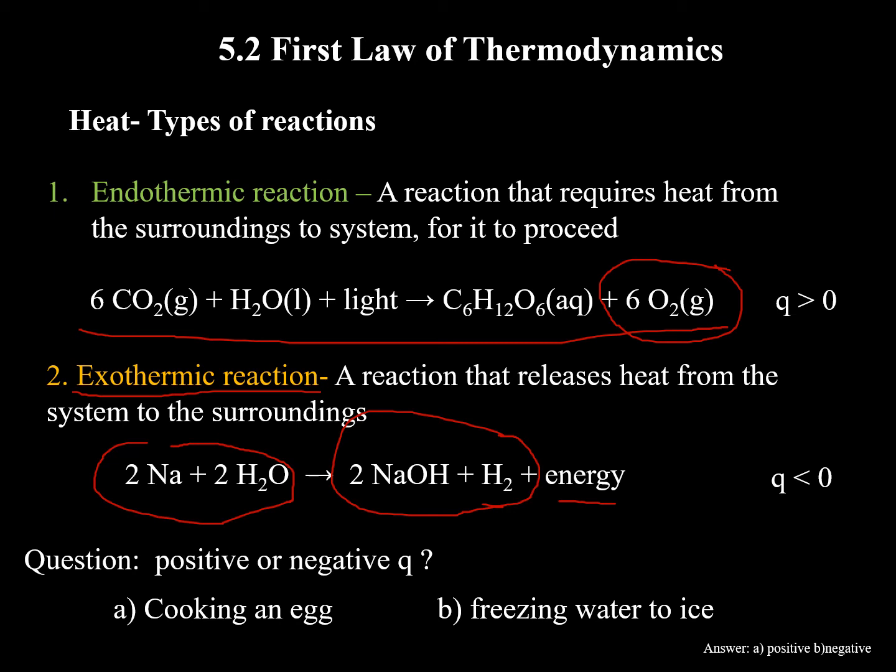I'm sure you guys can take a look here. Cooking an egg, is that a positive Q? Is that an endothermic reaction, or a negative Q, an exothermic reaction? That would be a positive Q for cooking an egg because you need to have some heat source, whether it be a fire, whether it be turning on the stove, you need to add energy to cook an egg. And freezing water to ice, you need to release energy. For water to turn to ice, you need energy to be removed from the system and go to the surroundings.